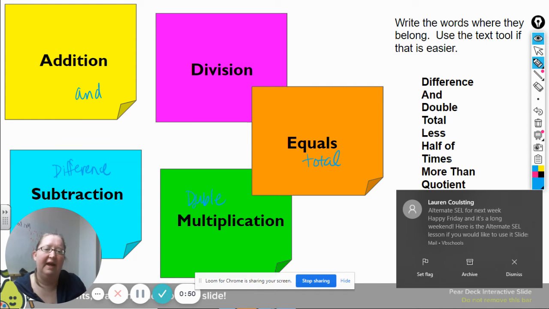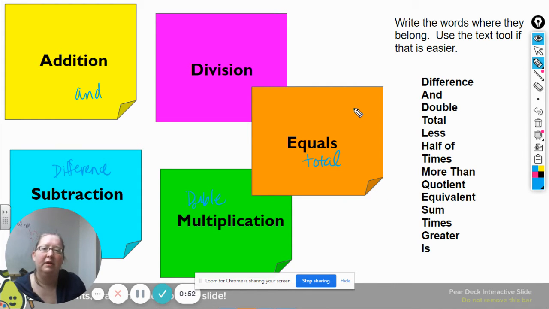Less is going to be subtracting. So minus 4. 4 less than whatever. Half of is dividing. Times would be multiply. You notice I wrote that one twice, but whatever. More than, that's adding.